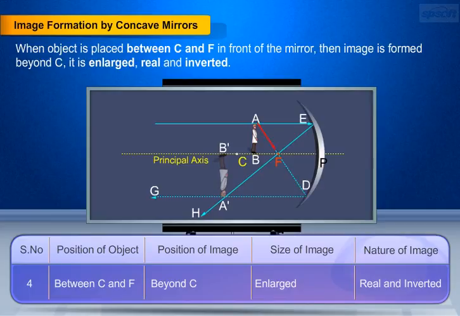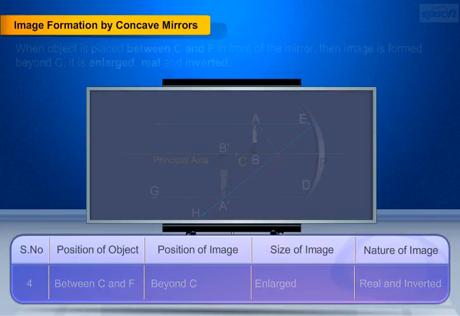Thus the two reflected rays EH and DJ are converging in the downward direction, and they actually intersect at the point A inverse. Thus A inverse B inverse is the real image formed of the object AB. We can see that the image is formed beyond the center of curvature C, and is larger than the object size. So, when the object is placed between the center of curvature C and principal focus F, the image is formed beyond the center of curvature C. The image formed is enlarged in size, real and inverted.